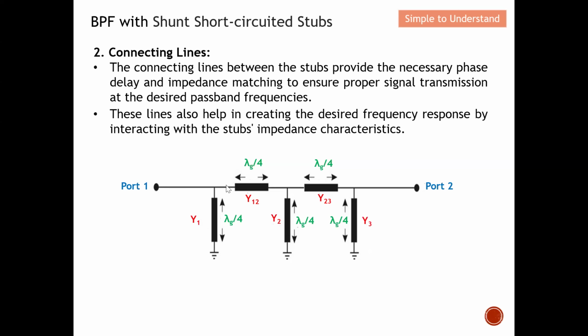What the connecting lines basically do is matching. Remember, if we have proper matching, we are able to send a signal from port 1 to port 2. In short, later on you will see that the design rule falls on two parts. One is the design of the connecting line, and the other is the design of the shunt short circuit stub. Then we can have the overall achievement of the bandpass filter. We will take a look at this again.